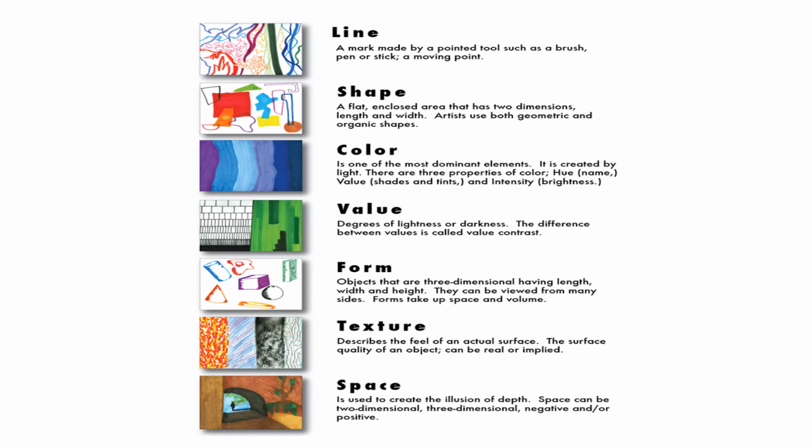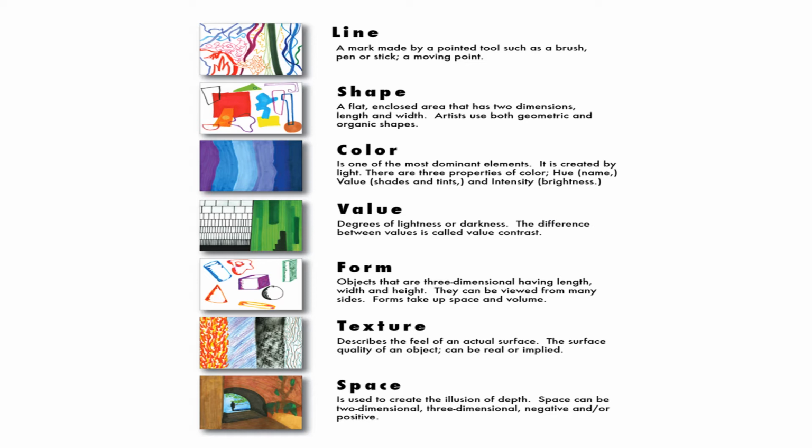Then we've got form. Form is when you take a shape and you give it some shading to make it look almost like it's 3D. It's trying to make it stick out of the page or out of the canvas. There are some amazing works out there done by people who make things 3D.